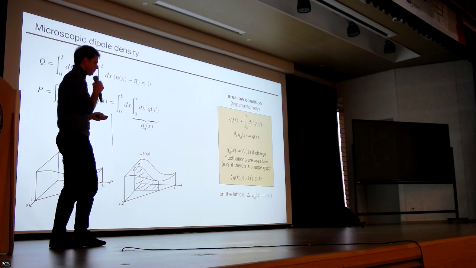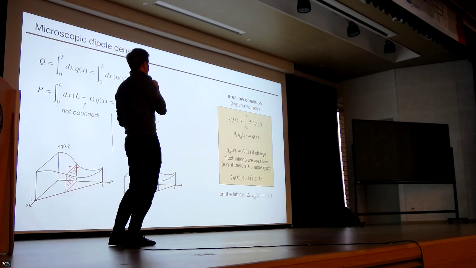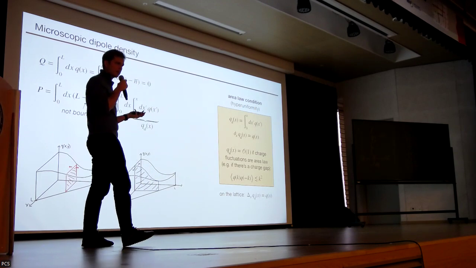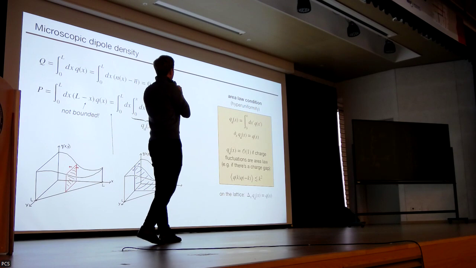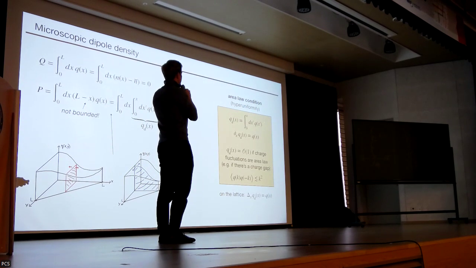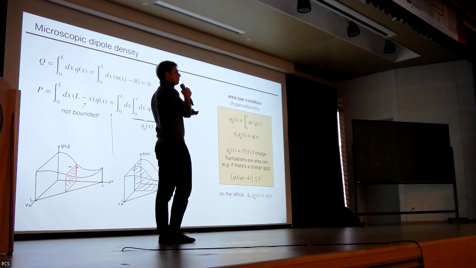So this is now nice, because we see if we have a system where, for example, there's a charge gap, charges are gapped out, that means charge fluctuations will be small. In particular, this cumulative integral over the charge density is always going to be of order 1.